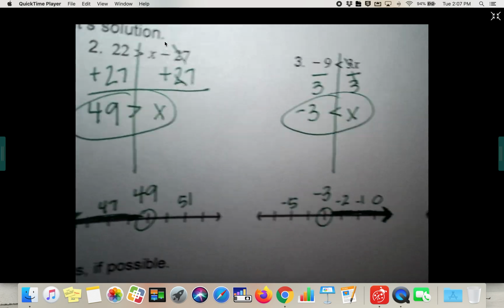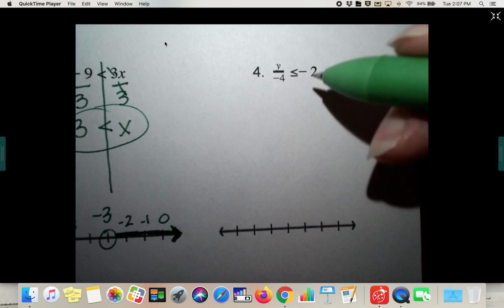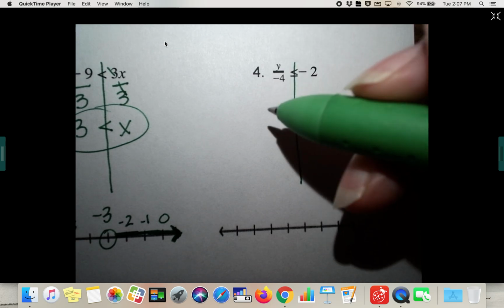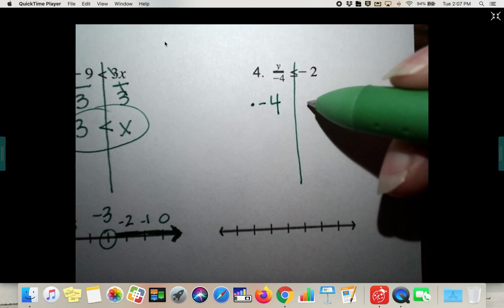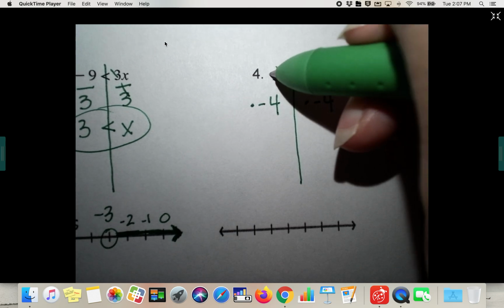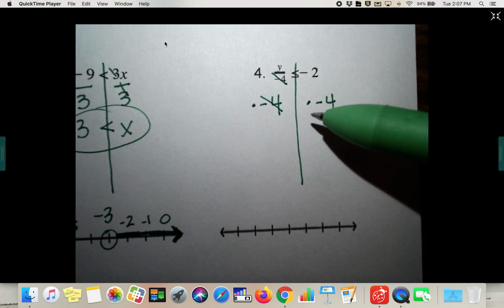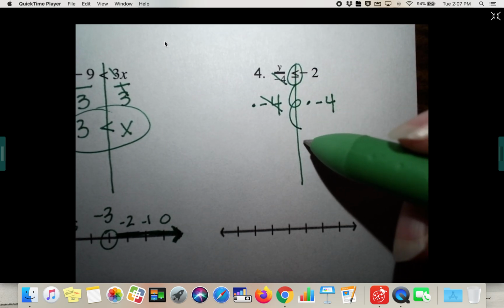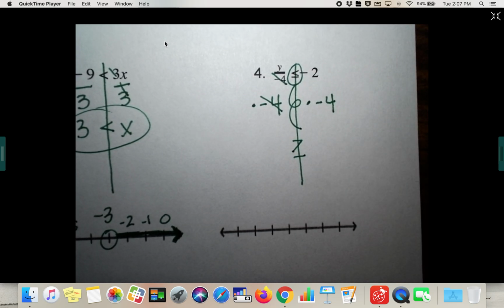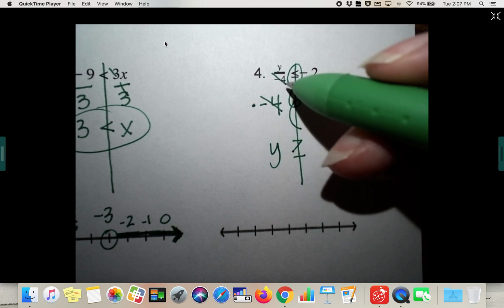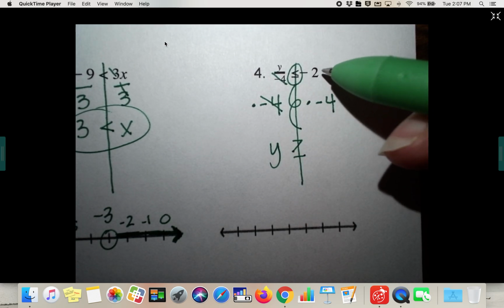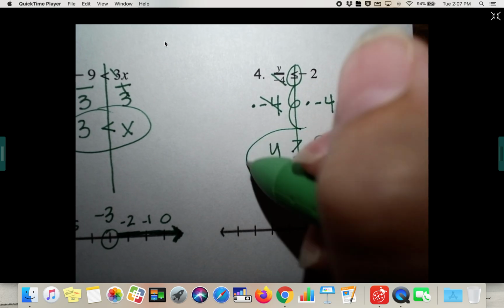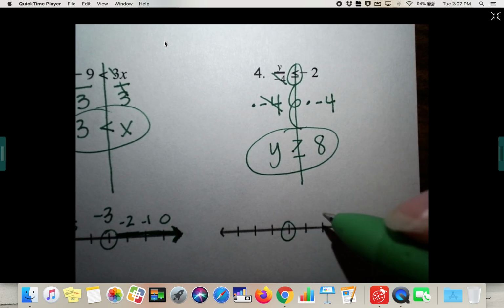All right, last one of these, number 4. Y is already being divided by negative 4, so we are going to multiply by negative 4 on both sides to get it to cancel. Remember, when you're multiplying or dividing by a negative, you have to flip that symbol. So it's going to go the other way. We've got y over here still, and over here you've got negative 2 times negative 4, which would be positive 8. If you're ever not sure, check on your calculator.